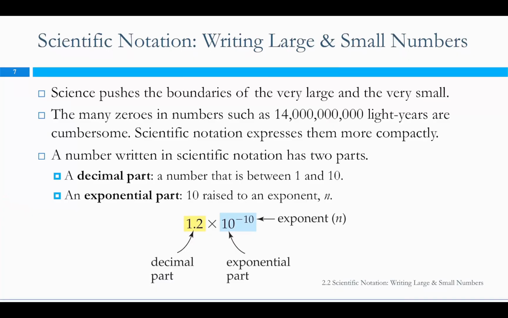So science is pushing the boundaries on both ends. Now in this class, we will deal with small amounts of things. When we talk about the number of atoms, we'll be talking about a large number of things. But that's what scientific notation is for: basically taking these huge numbers and making them easier to write down. So something like 10 to the 14 light years.